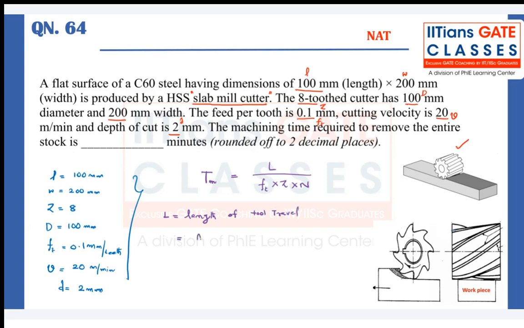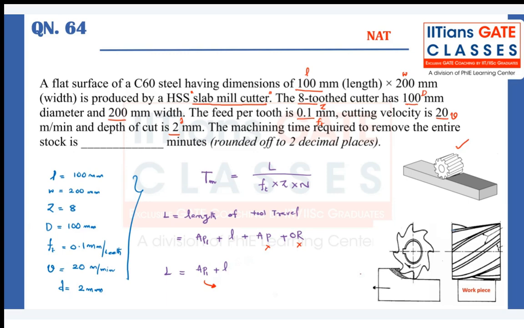So how can we calculate it: compulsory approach, plus length of the job, plus approach, plus overrun. But see here, guys, the approach and overrun are not given, so my length of the tool travel is equal to compulsory approach plus L. For calculating this, we need to understand which type of milling it is.